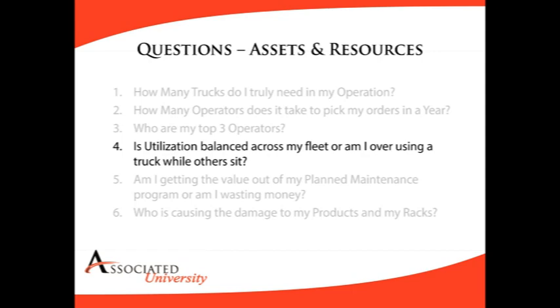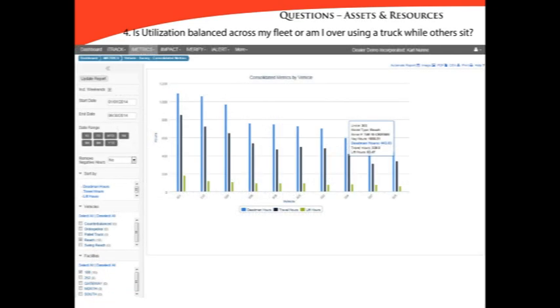The 4th question I thought would be interesting is: is utilization balanced across my fleet, or am I overusing a truck while others sit? Now remember, in most cases when we put these systems on, we see that we have more trucks than they're actually being used. And the question is, are the operators going to the same 30% of trucks, or are they putting their attention balanced across the fleet? It's been our experience that often they use the same truck. They have a favorite.